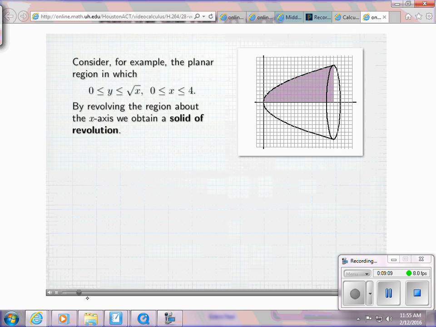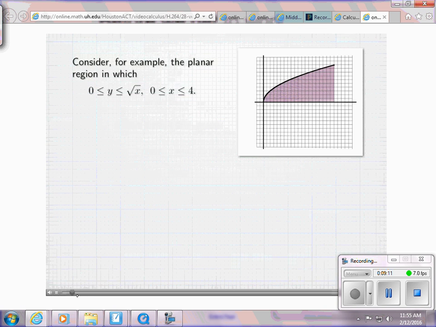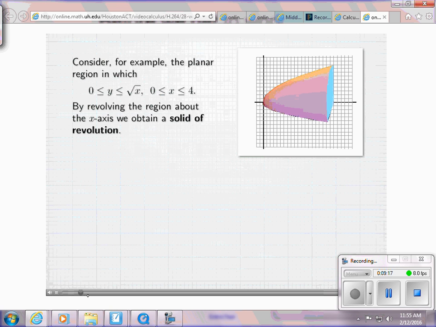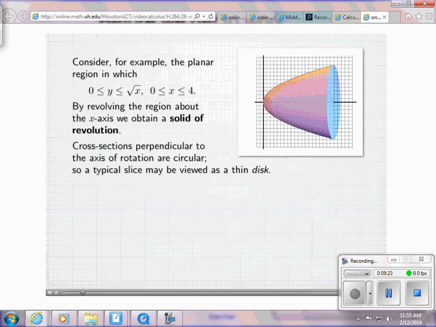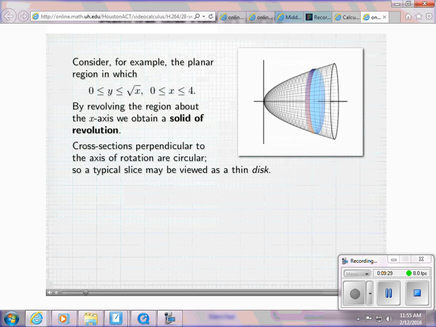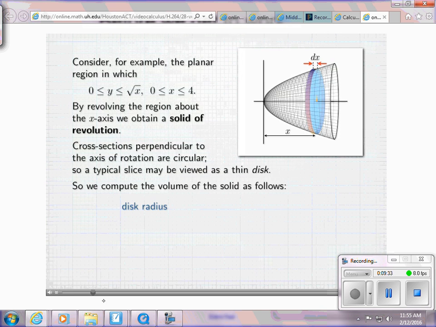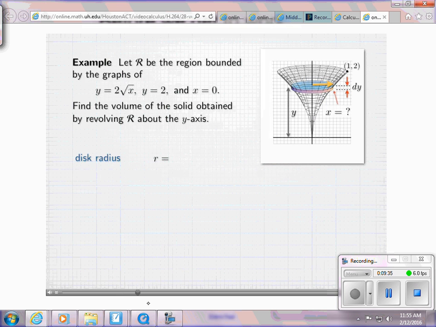Okay, with the disk method, if you have a region and you revolve it about a line that it's attached to, you get a solid, and every slice is a solid disk. You see that? That's what we were doing yesterday, okay? So every slice is a disc. That's what we did yesterday.